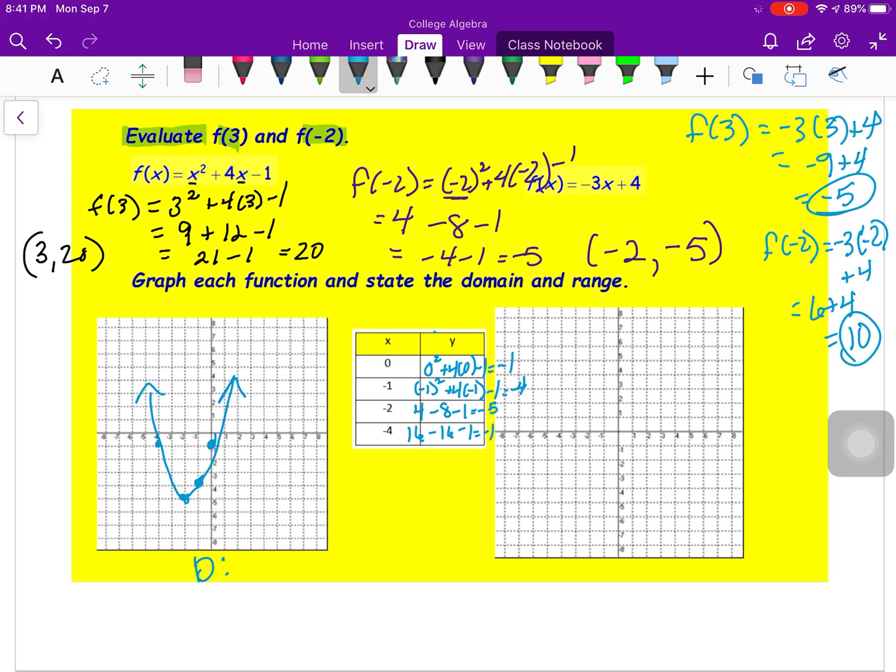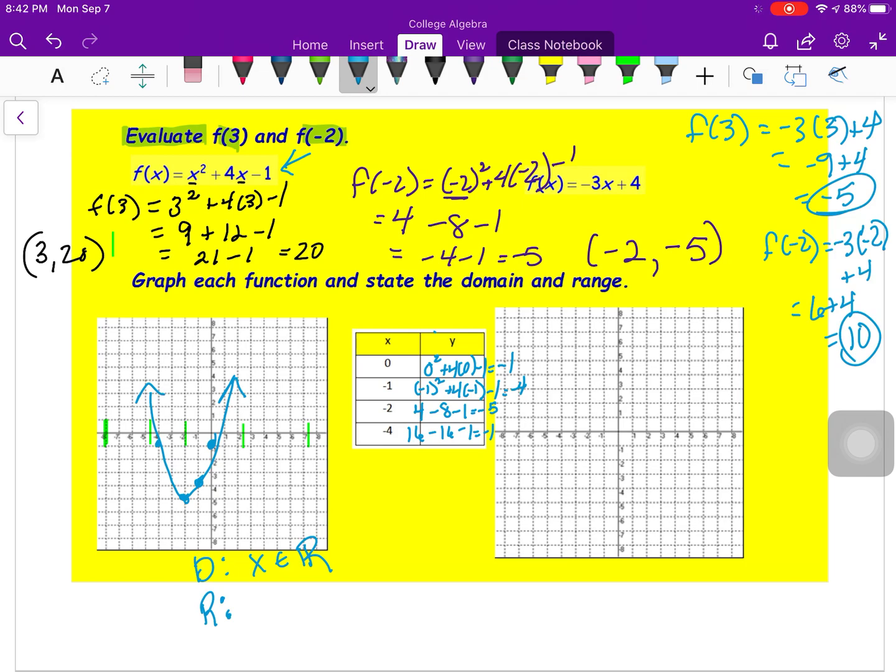So my domain are my x values, my range are my y values. So when it comes to x values, is this x used? Yep, it just happens to be way up here. Is this one? Yes, yes, yes, yes. So x is all reals. I can substitute any number on the number line into this function.